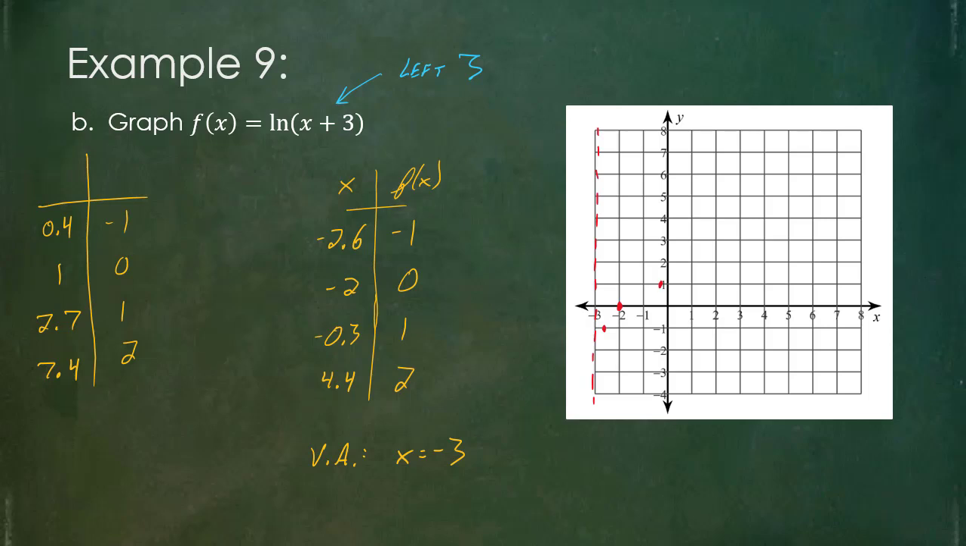0.3 and 1 would be right about there. And then 4.4 comma 2 would be right about there. And again, notice the shape of this graph really has not changed a whole lot. It was just now a little bit further to the left than the previous example was.